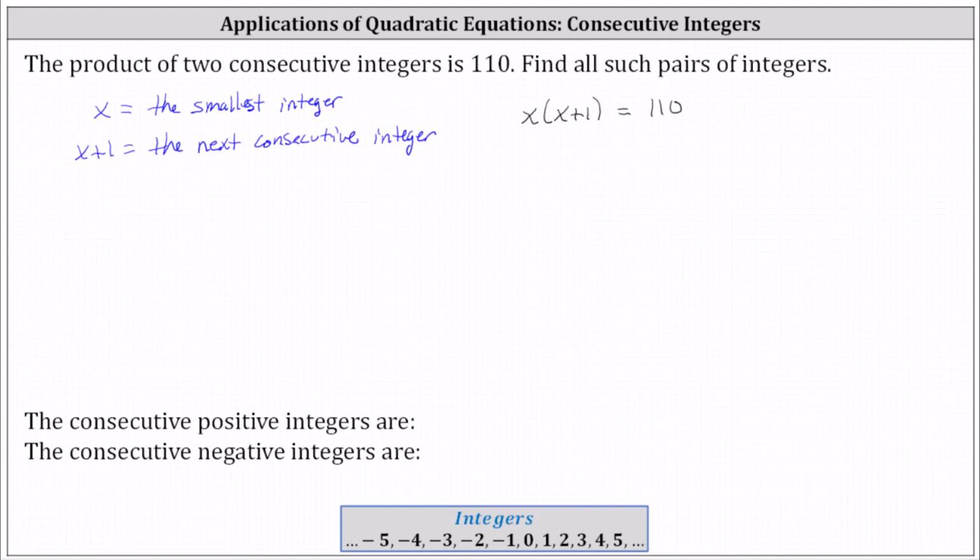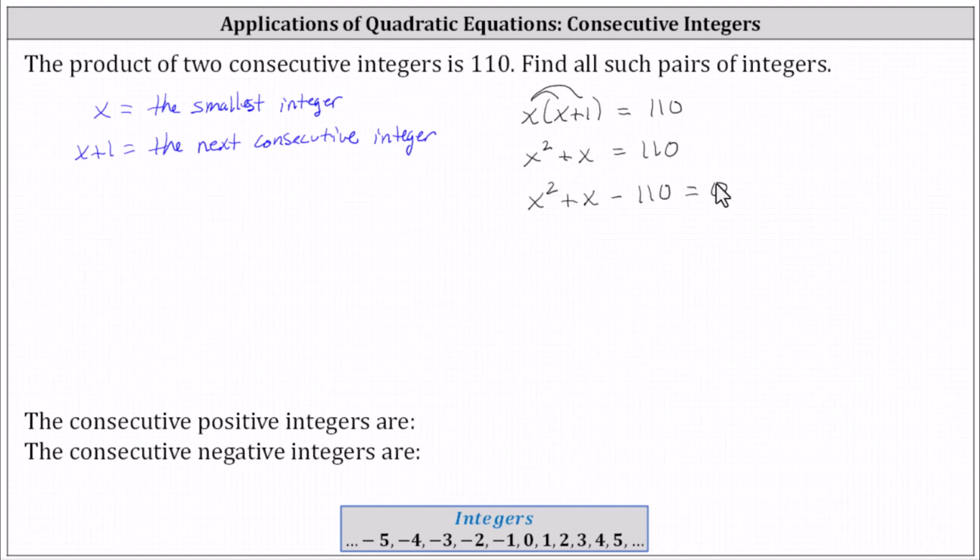110. To solve for x, we first clear the parentheses by distributing, which gives us x times x, or x squared, plus x times 1, or plus x, equals 110. Notice we have a quadratic equation. Let's set it equal to 0 and solve by factoring. And therefore we subtract 110 on both sides, which gives us x squared plus x minus 110 equals 0.